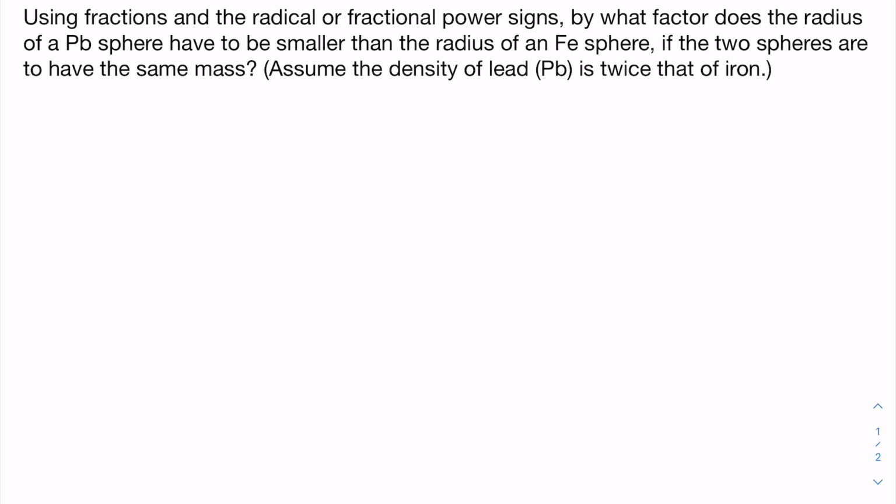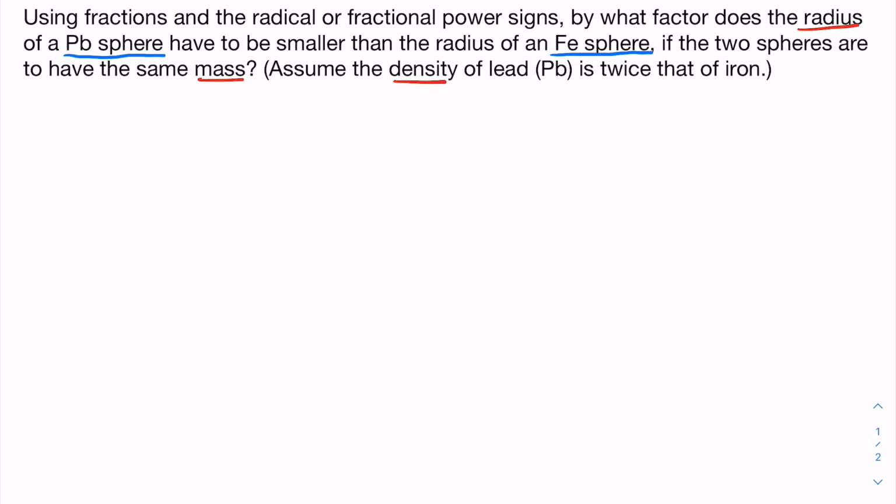So you'll see we have a lead sphere and an iron sphere. So those are the two things you're comparing, and then looking at the variables, you have the radius and you have the mass, and then also you have the density. So even though that's not in the actual part of the problem, this note at the end is a good hint that you might have to use density later.